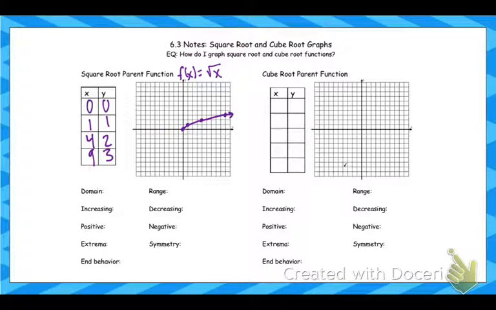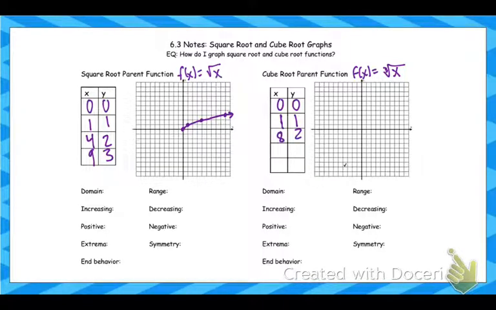All right, let's look at the cube root parent function. So very similar looking, but it has that little 3 there because it's the cube root. So again, to plug in some points, if I plug in 0, the cube root of 0 is 0. If I plug in 1, the cube root of 1 is 1. And again, I need to pick a value for x that I know the cube root of. Well, I know the cube root of 8, that's 2.